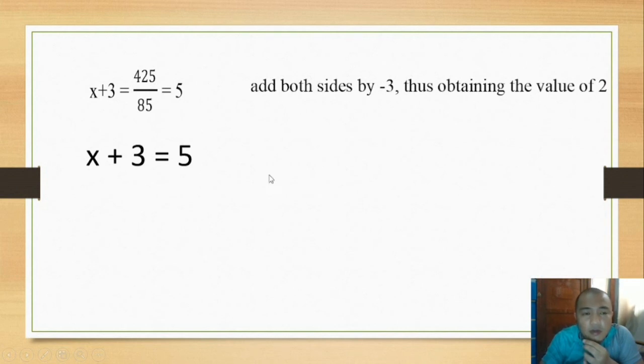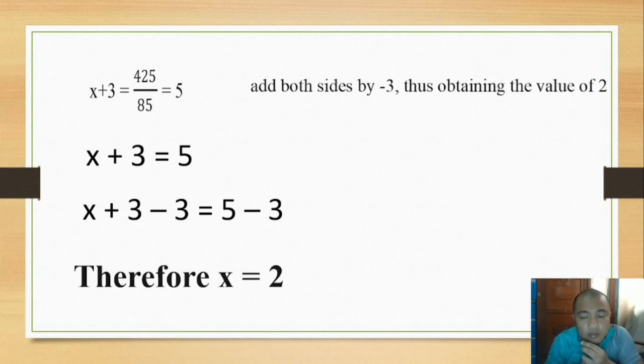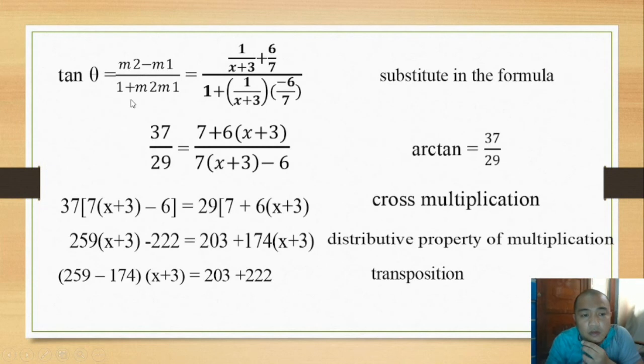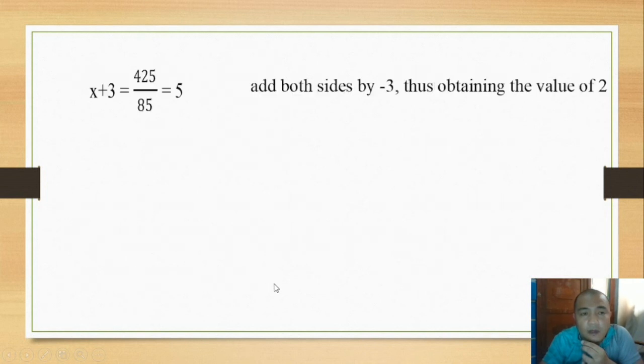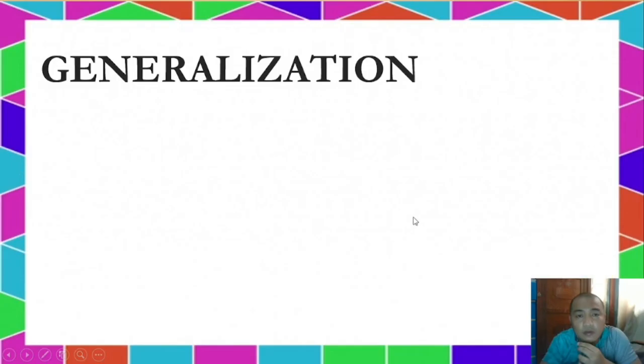From here we can now solve for x by adding negative 3 to both sides, or subtracting 3 from both sides. So we have x is equal to 2. Where did we get the 85? Here: 259 minus 174 is 85. Then we divide 425 by it. So x is equal to 2. Okay, that will be our answer.